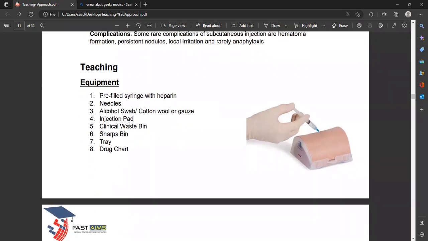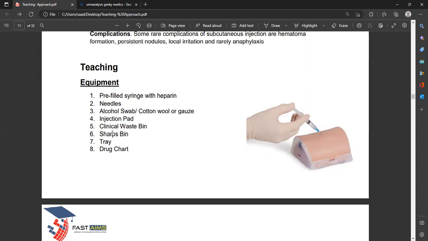So, teaching. First, go to the table and gather equipment. You will have pre-filled syringes with heparin, no needles. There will be an alcohol swab or cotton wool or gauze, an injection pad like this, and a clinical waste bin and sharps bin. Sharps bins are yellow in color.